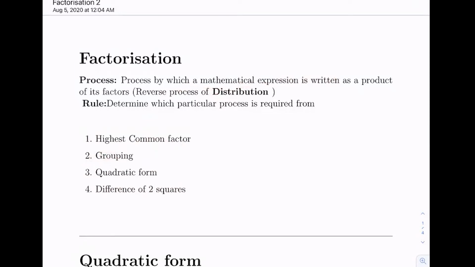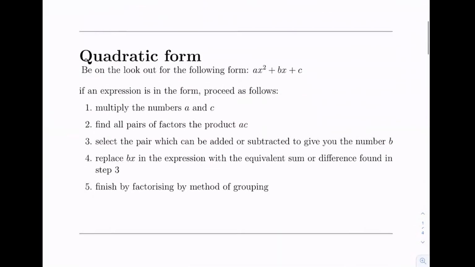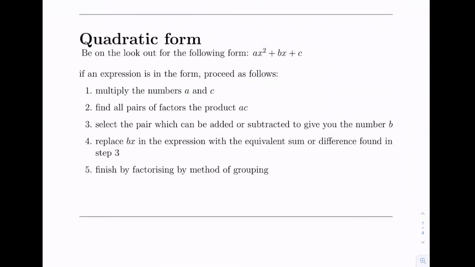So moving right along, we look at the quadratic form. When we talk about the quadratic form, we're basically talking about any expression that is in the form ax squared plus bx plus c. a is the coefficient of x squared, b is the coefficient of x, and c is our constant term. Whenever we are asked to factorize an expression in this form, we proceed as follows.